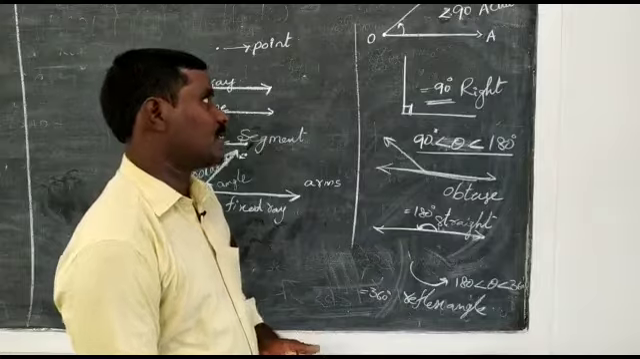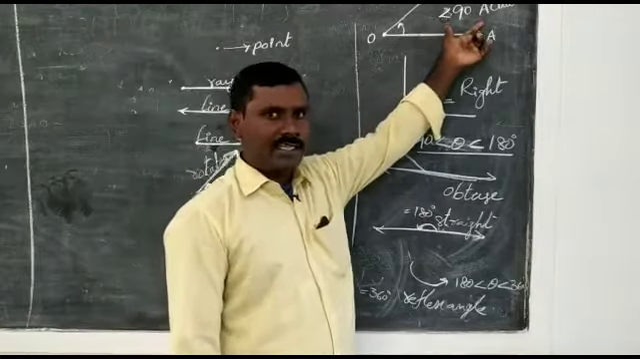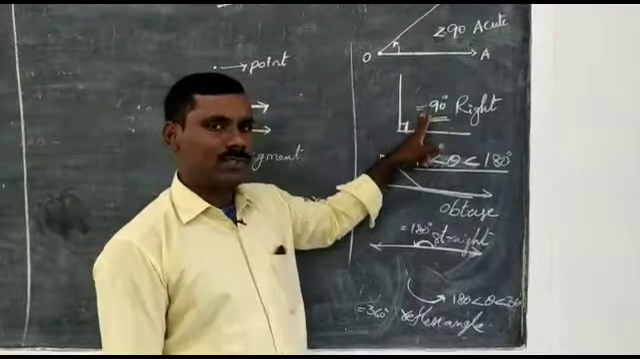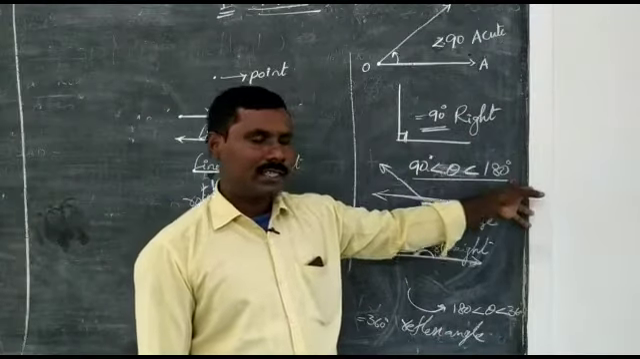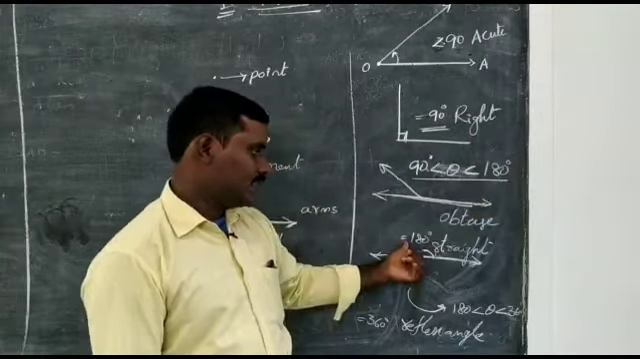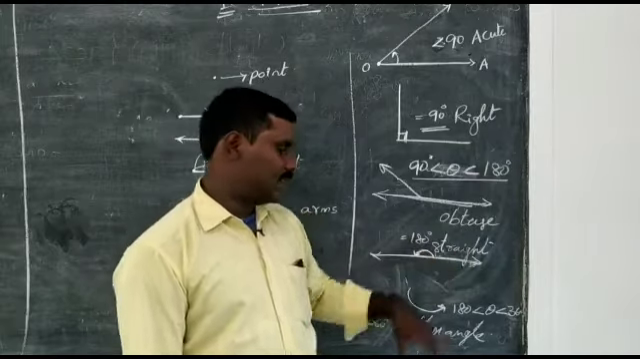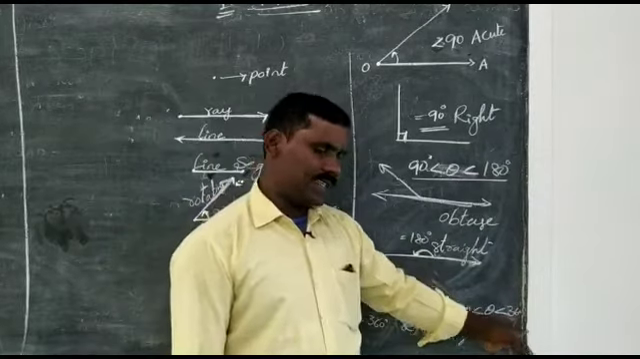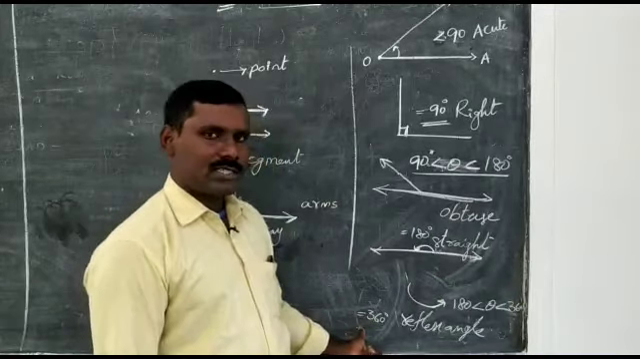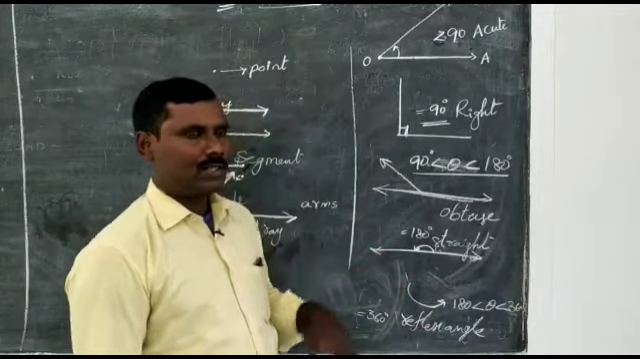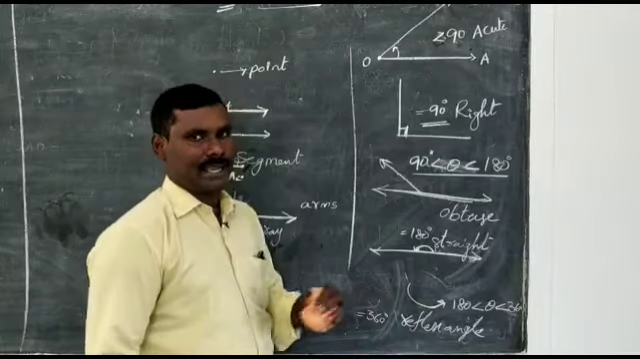See here how many types of angles there are. Less than 90 is an acute angle, equal to 90 is a right angle, more than 90 and less than 180 is an obtuse angle, equal to 180 degrees is a straight angle, more than 180 and less than 360 is a reflex angle, and equal to 360 degrees is a complete angle. One complete rotation is called the complete angle.